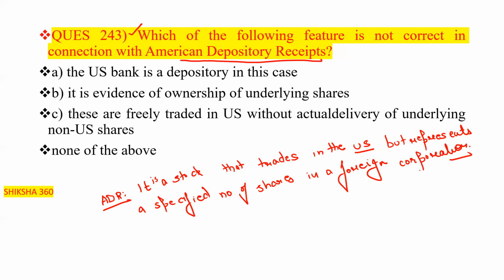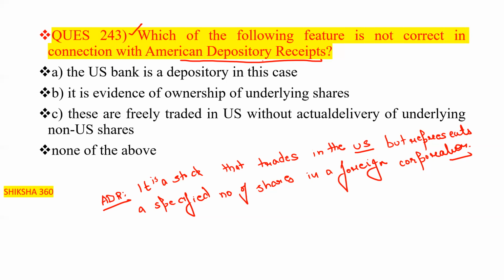ADRs are bought and sold on the American markets, just like regular stocks, like when we purchase and sell on the Bombay Stock Exchange or National Stock Exchange in India. This is common. They are traded in the US.